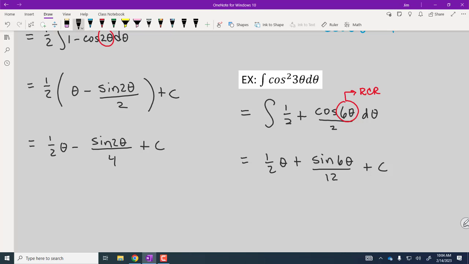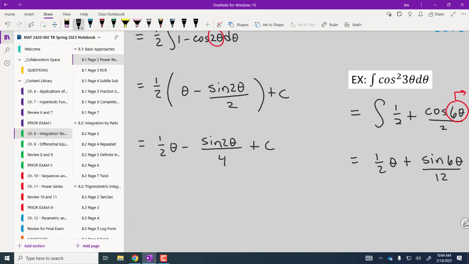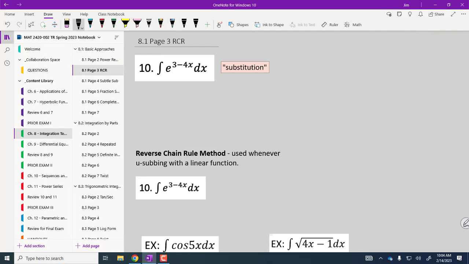Okay, so here we go. We're on the road to becoming integration ninjas.